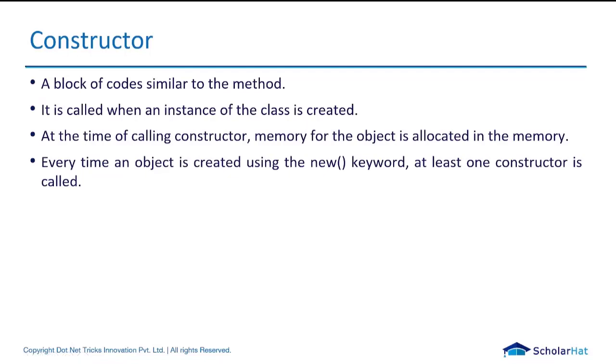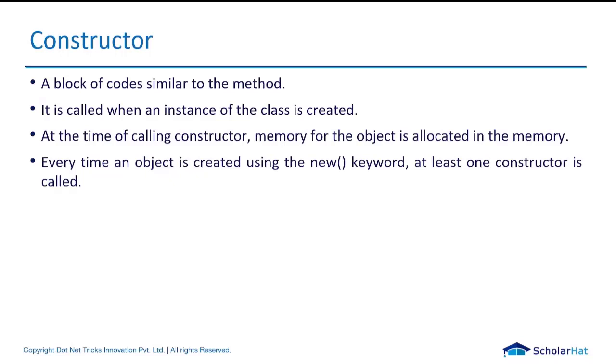A constructor initializes an object immediately upon creation. It has the same name as the class in which it resides, and it's syntactically similar to a method. Once defined, the constructor is called automatically while creating the object. A constructor has no return type, not even void. So in simple words, we can define constructors in C++ as special types of methods of a class that are automatically executed whenever we create an object of the class.